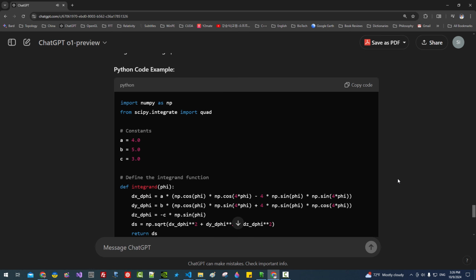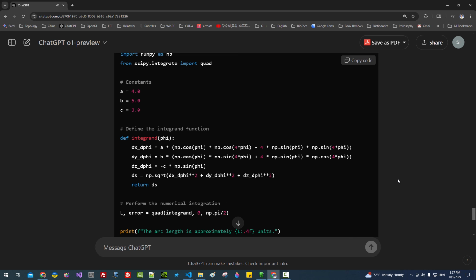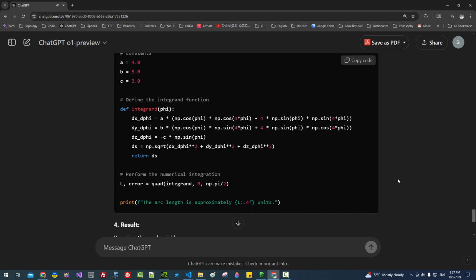Define the integrand function. def integrand(phi): dx/dphi equals a times np.cos(phi) times np.cos(4 phi) minus 4 np.sin(phi) np.sin(4 phi); dy/dphi equals b times (np.cos(phi) sin(4 phi) plus 4 sin(phi) cos(4 phi)); dz/dphi equals minus c sin(phi); ds equals np.sqrt(dx/dphi squared plus dy/dphi squared plus dz/dphi squared). Return ds. Perform the numerical integration: L, error equals quad(integrand, 0, 2). Print: the arc length is approximately L to 4 decimals units.